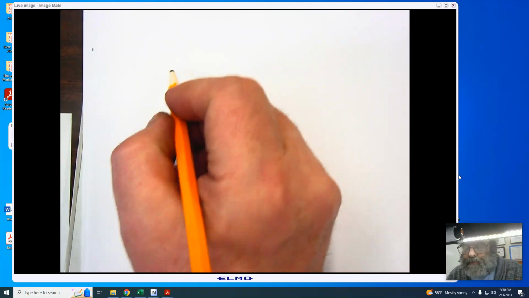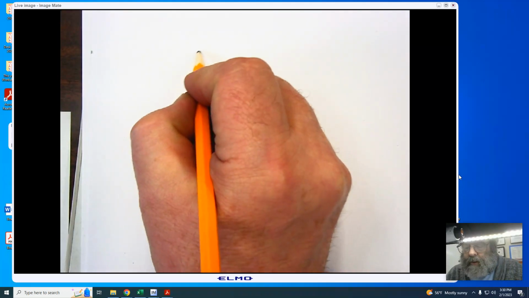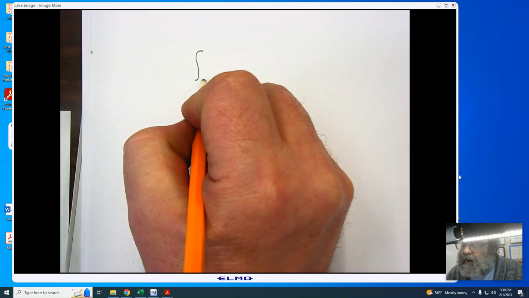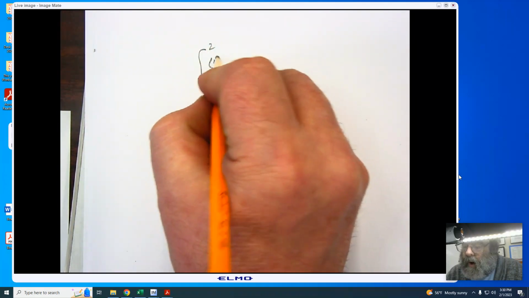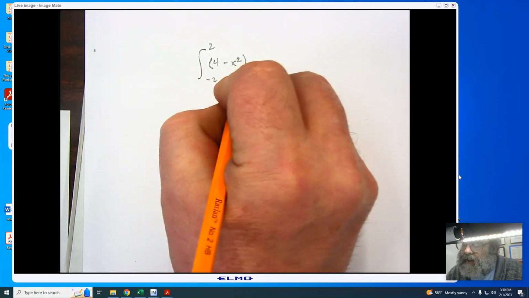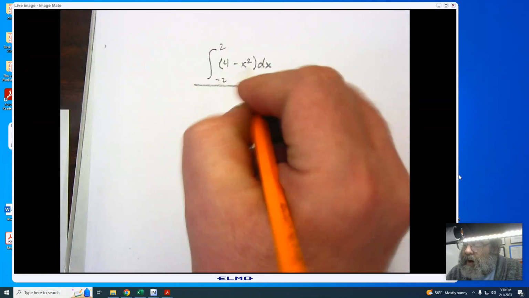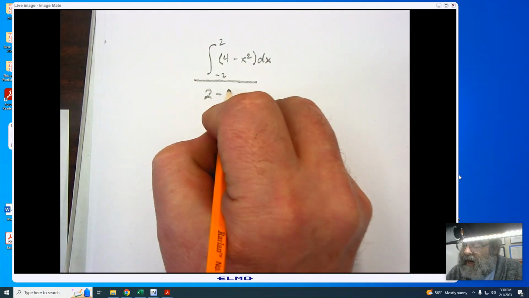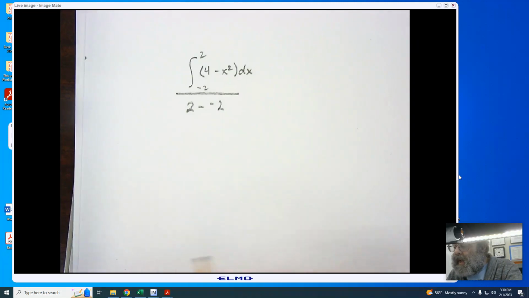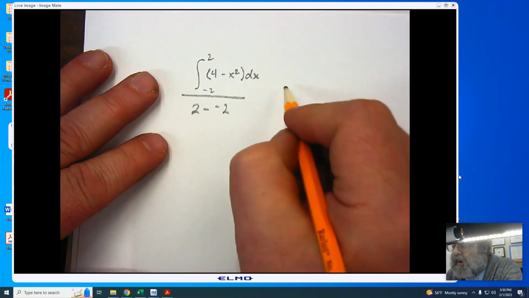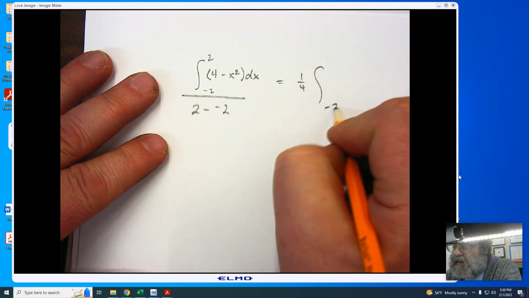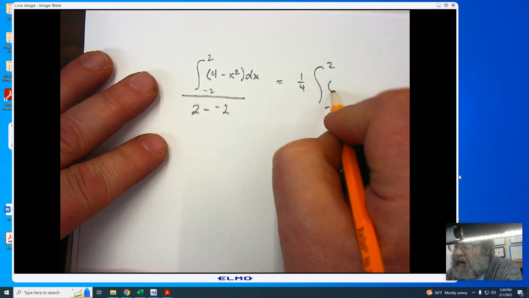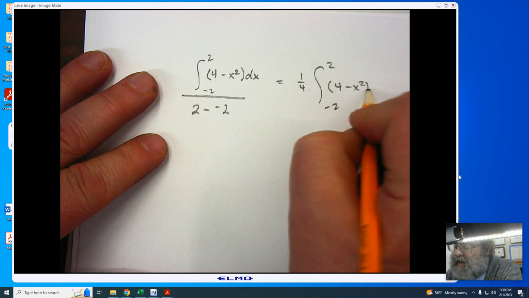Starting with number 1, I recommend that you set it up using your endpoints, -2 to 2. We're going to put our 4 minus x squared inside dx, and we are dividing by 2 minus -2. We end up getting 1/4. Now, when you do this, please put the 1/4 in front. You'll find that to be the easiest. -2 to 2, and then I have the 4 minus x squared dx.